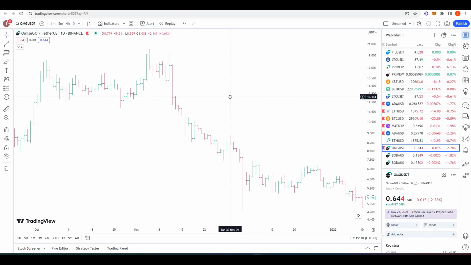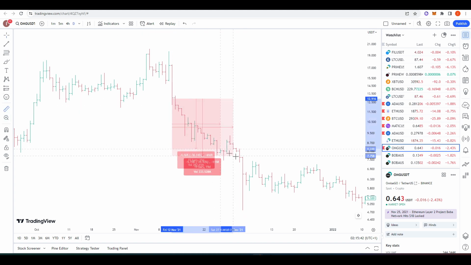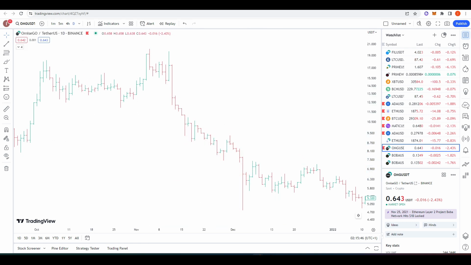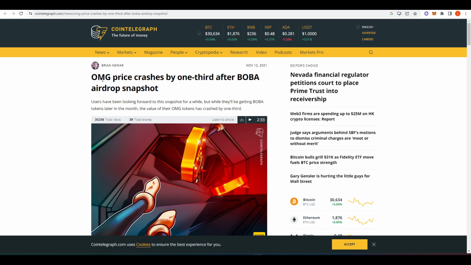Well, as you can see here, the price of the OMG token just massively tanked afterwards. I mean, even if you sold after the snapshot, you probably still lost money. If you held any longer, then you lost even more. We're talking like 50% in the next month. I mean, don't be this guy who holds on to something for too long, because everyone knew the airdrop was coming. So everyone bought the OMG tokens, and then they dumped it as soon as the snapshot happened.